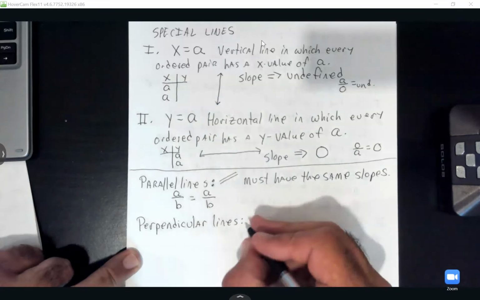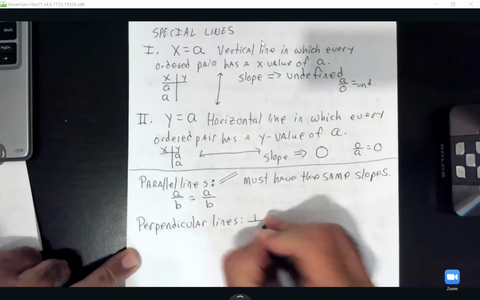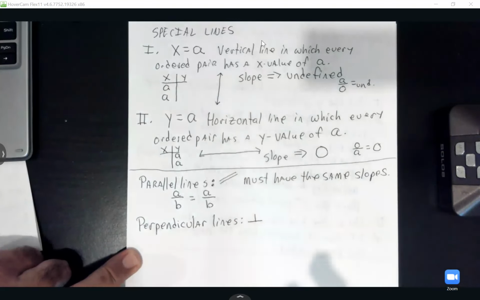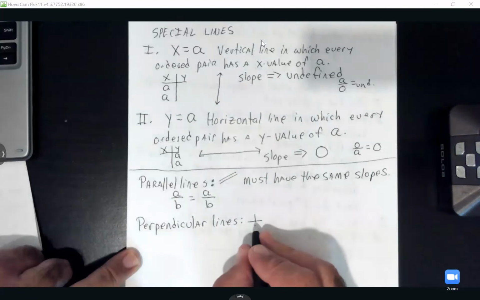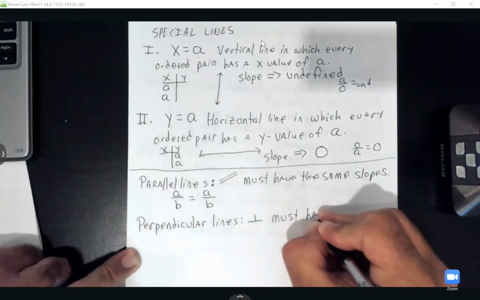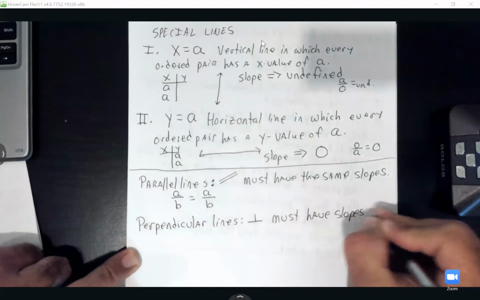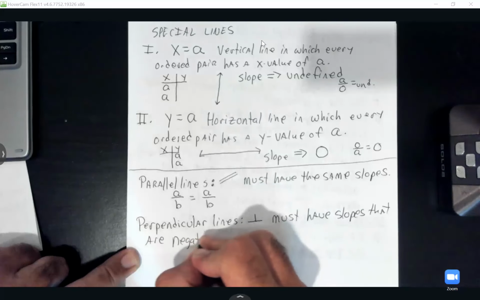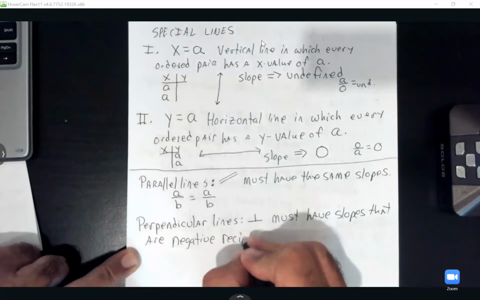Now, perpendicular lines. Perpendicular lines are lines that intersect at a 90-degree angle, almost like the x and y axis. In fact, the x and y axes are perpendicular to each other because they form these 90-degree angles. And a perpendicular line intersects only one time, okay? Now, to be perpendicular, they must have slopes that are negative reciprocals of each other.